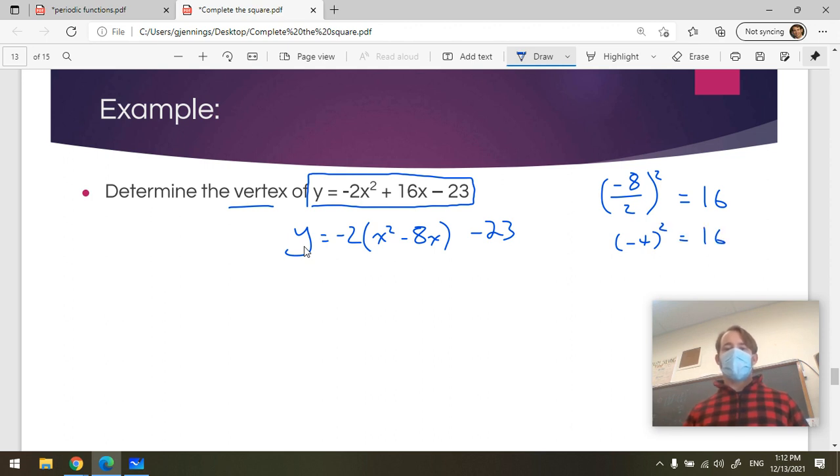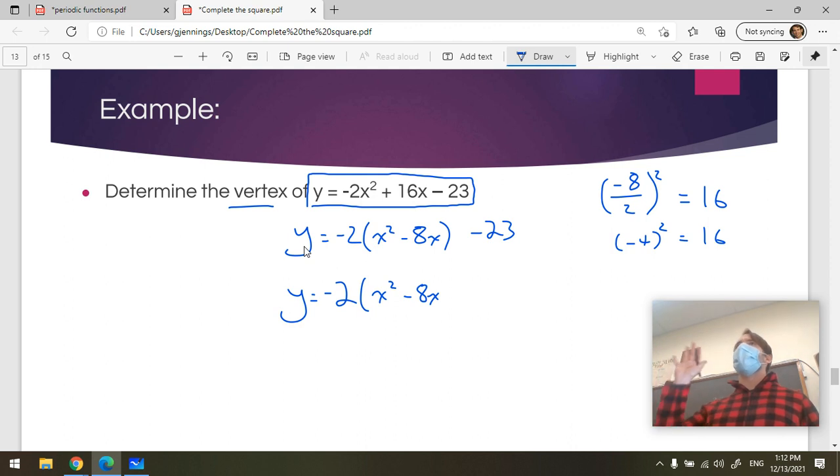So I'm going to add and subtract positive 16 in here. So it's going to look like this. Y is equal to negative 2 multiplied by x squared minus 8x. Put them both into brackets, both inside that bracket. This is the most common error, to put one inside and one outside the bracket. No, you have to put them in the same place. Okay? X squared minus 8x plus 16 minus 16.